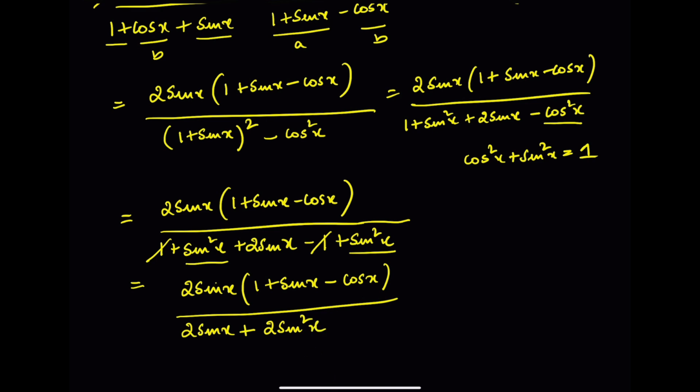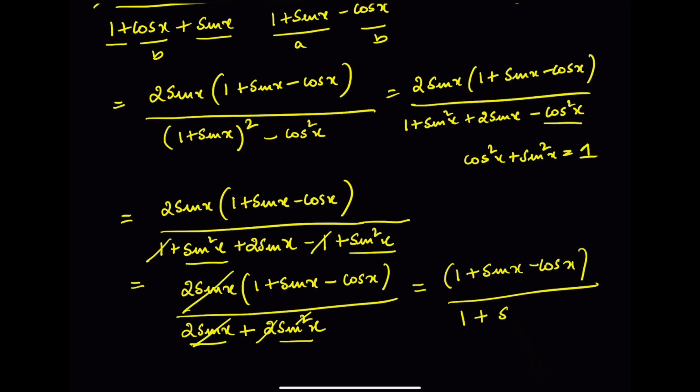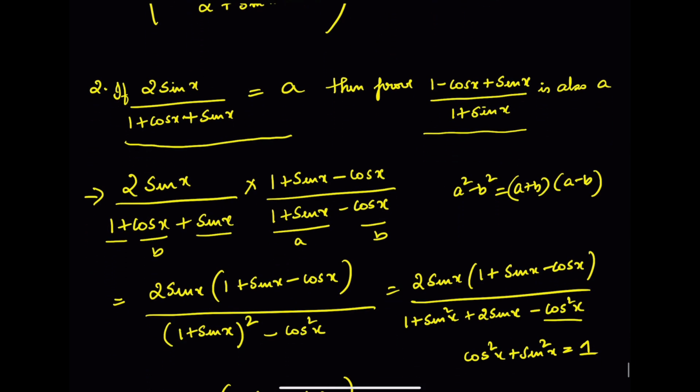Correct? Now 2 sine x is common between these two parts and the numerator. So you can cancel this and one of the squares. Correct? And the 2 will be cancelled. So we will have 1 plus sine x minus cos x divided by 1 plus sine x. Is that the equation we wanted to have?